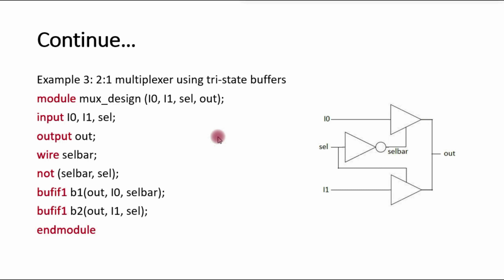And the Verilog program for this 2 to 1 multiplexer circuit is given here. Module keyword, module name mux_design. Inputs I0, I1, selection line, sel, and output is out. And here 3 inputs are there: I0 data line, I1 data line, and sel selection line. Output out. And this sel bar should be a wire because it should be a continuous driven signal. So wire sel bar, and sel bar is the NOT operation of sel. So we are using logic gate NOT. Output is sel bar, input is sel.